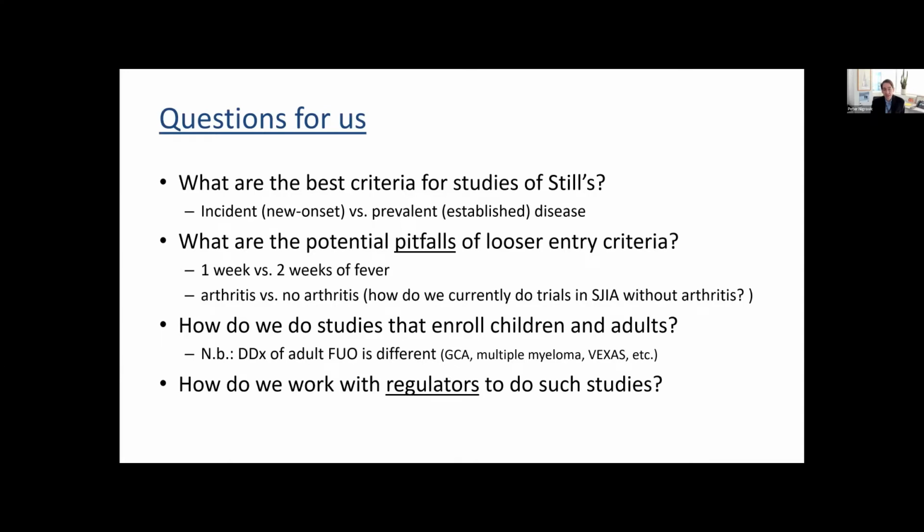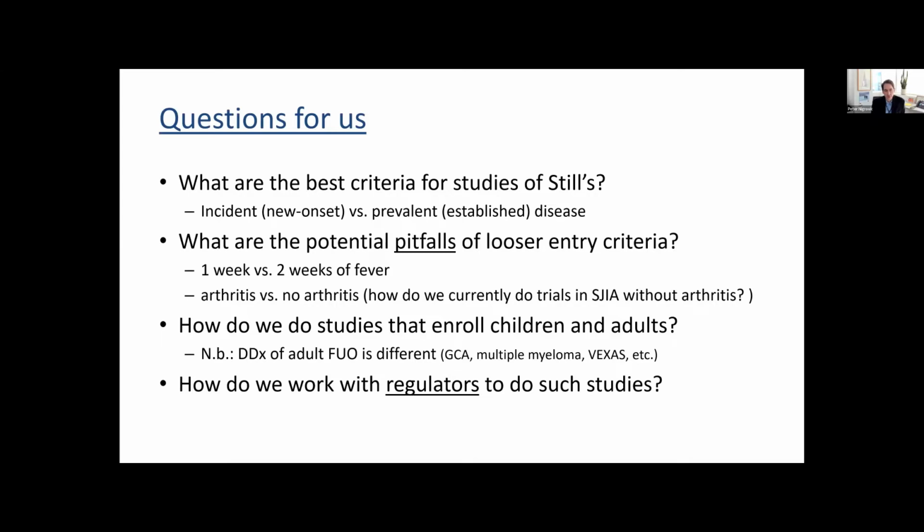So what are the potential pitfalls of looser entry criteria? So what could we get wrong? How do we harm patients? How do we mess up studies if we use a shorter duration of fever, for example, or different characteristics of fever, or arthritis and no arthritis? Thinking about how do we do trials now in patients who don't have arthritis? How do we do studies that enroll both children and adults, recognizing that the differential diagnosis of fever of unknown origin, FUO, is different, where adults are much more likely to have, for example, different kinds of cancers or other acquired syndromes, including newly defined ones such as VEXAS.